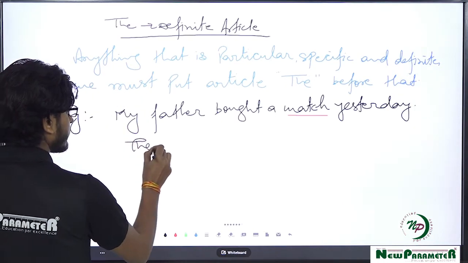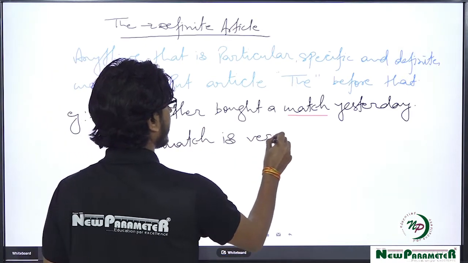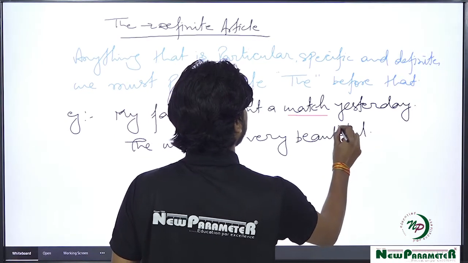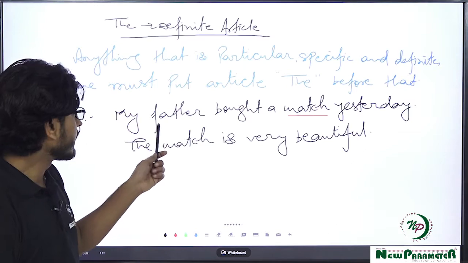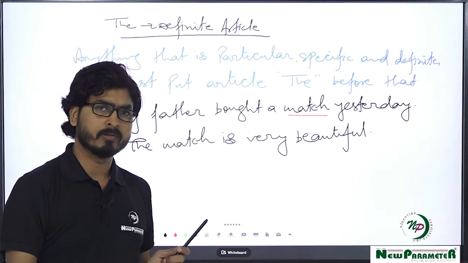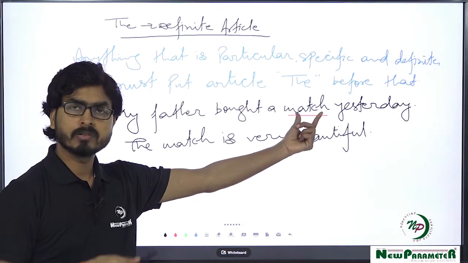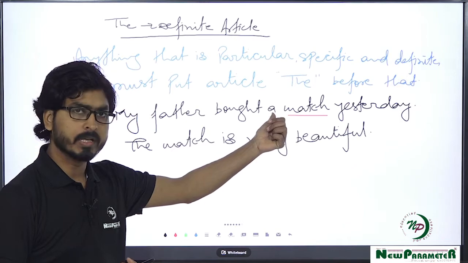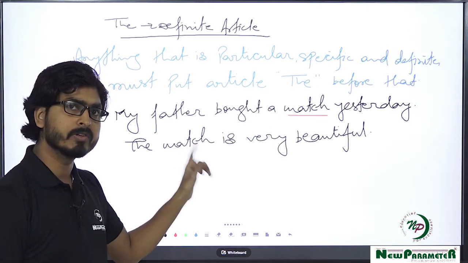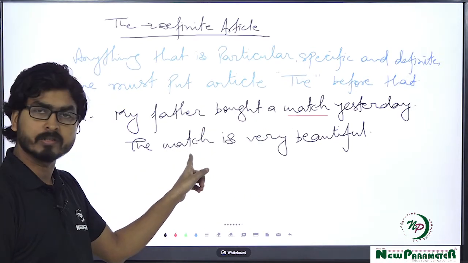the watch is very beautiful. Now you see, in this sentence, we have just introduced the watch, that my father bought a watch. So in this sentence, this is a singular noun, this is not definite, so we have used article A. But in the very next sentence, we are just talking about the same watch which was bought yesterday by my father. That's why this noun has been repeated in this sentence.